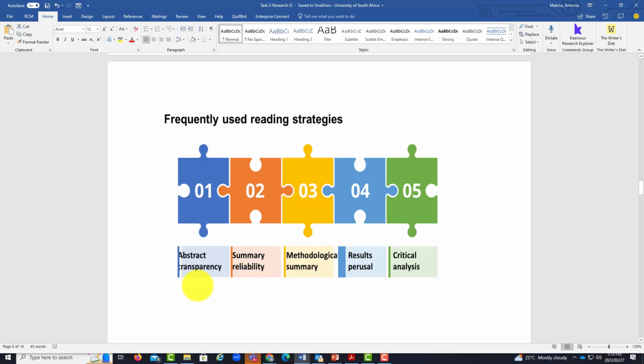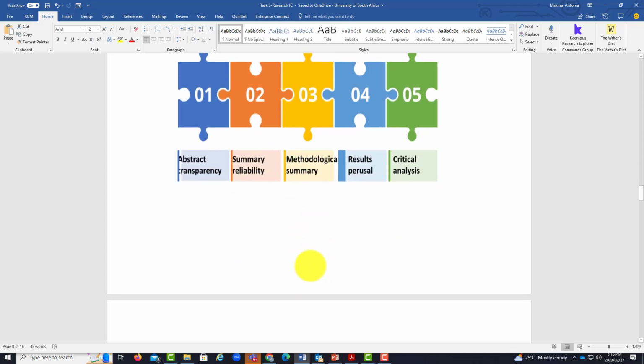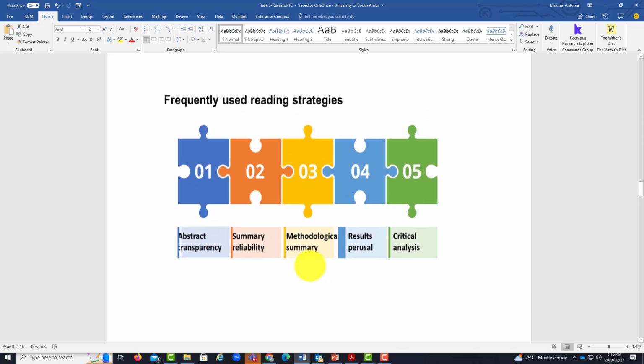What I normally do is to search for abstract transparency, summary reliability, methodological summary, results perusal, and critical analysis. Now I'll explain each one of them. In abstract transparency, the main purpose of this stage is to unpack the abstract for its transparency. Transparency is the abstract characteristic of being easy to see through.